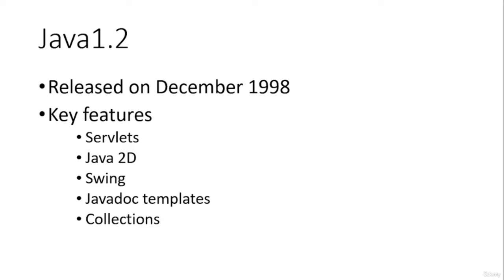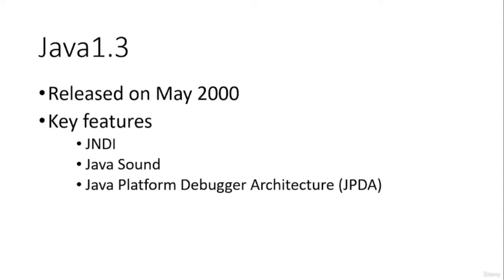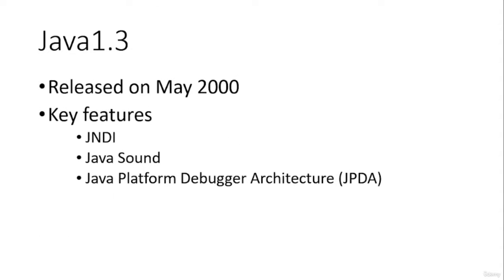The next feature is collections. Collections are a set of interfaces and classes which allow us to have complex data structures in our program. Next, we will discuss Java 1.3. This was introduced in May 2000, and the key features include JNDI, Java Naming and Directory Interface. Next is Java Sound, and the last one is the Java Platform Debugger Architecture. These are all the key features introduced in 1.3.